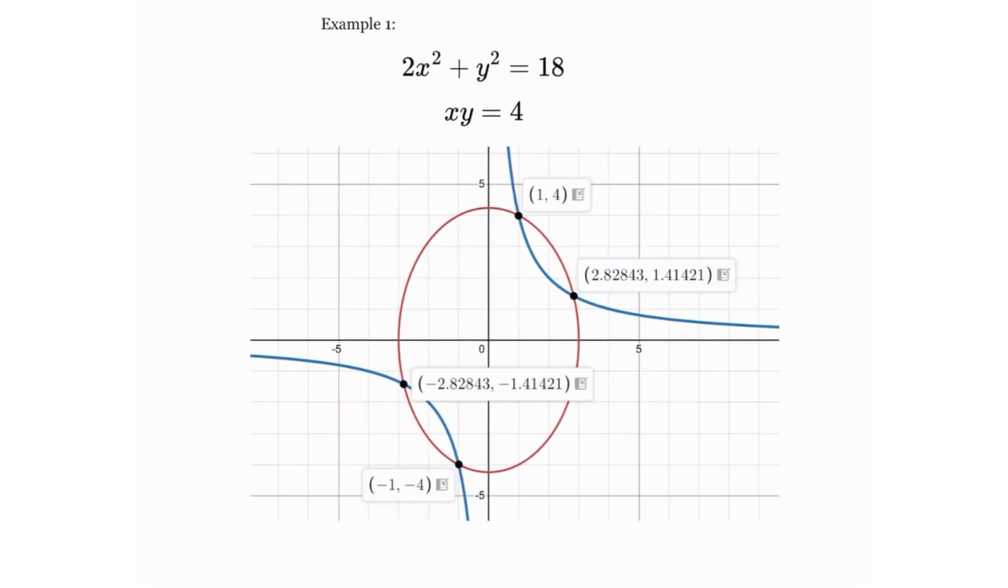All right, now I'm just showing you the graph again. So in red, we have this ellipse, and then the xy equals 4 is represented in blue, and we clearly see these 4 points of intersection.